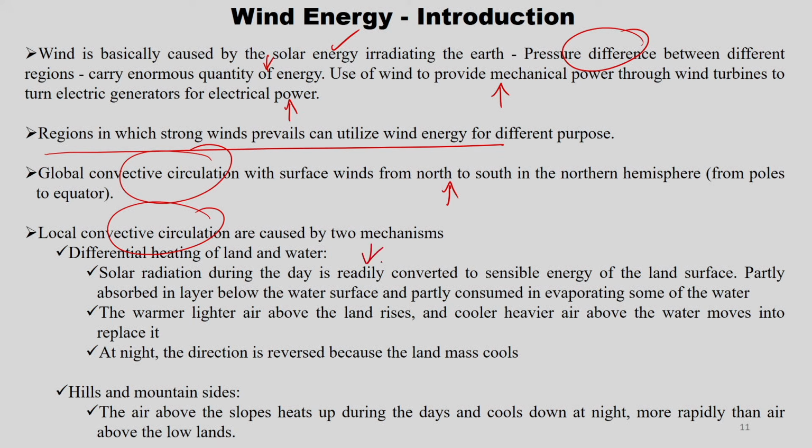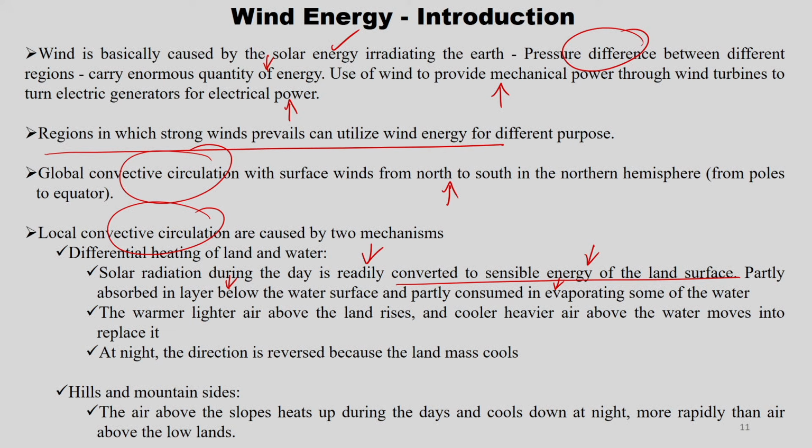So, the solar radiation during the day is converted into sensible energy of the land surface, right. So, this is happening in the land, right. So, when it receives the solar energy, it receives an amount of sensible energy, but what happens in the water? Partly absorbed in the layer below the water surface, one is absorption and another is whatever the absorbed energy, partially consumed in evaporating some of the water.